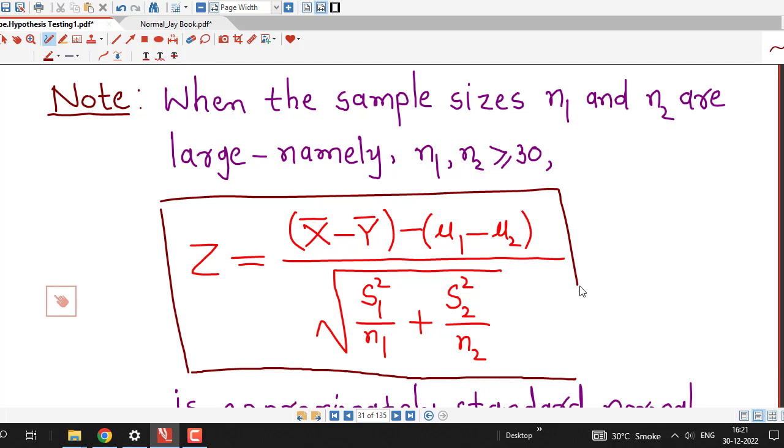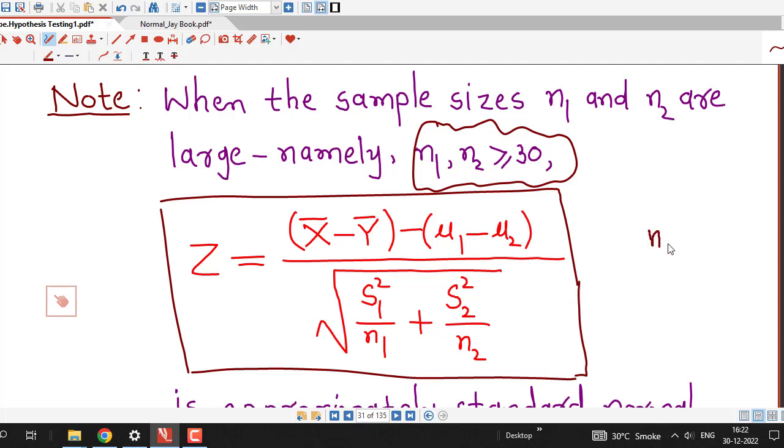And here we have made certain assumptions: we are selecting the samples and both the samples are random samples, and both the samples are independent. Whenever the sample sizes are large, that is n1 and n2 both are 30 or bigger than 30, then we can apply the two sample Z test.